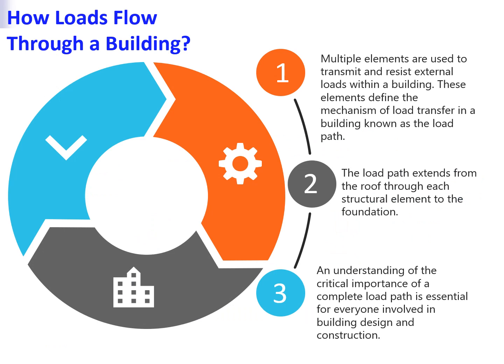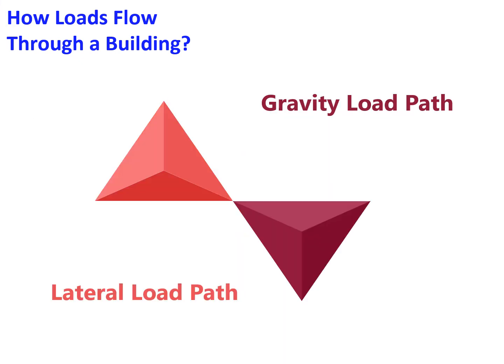Multiple elements are used to transmit and resist external loads within a building. These elements define the mechanism of load transfer in a building, known as the load path. The load path extends from the roof through each structural element to the foundation. An understanding of the critical importance of a complete load path is essential for everyone involved in building design and construction. The load path can be identified by considering the elements in the building that contribute to resisting the load and by observing how they transmit the load to the next element.